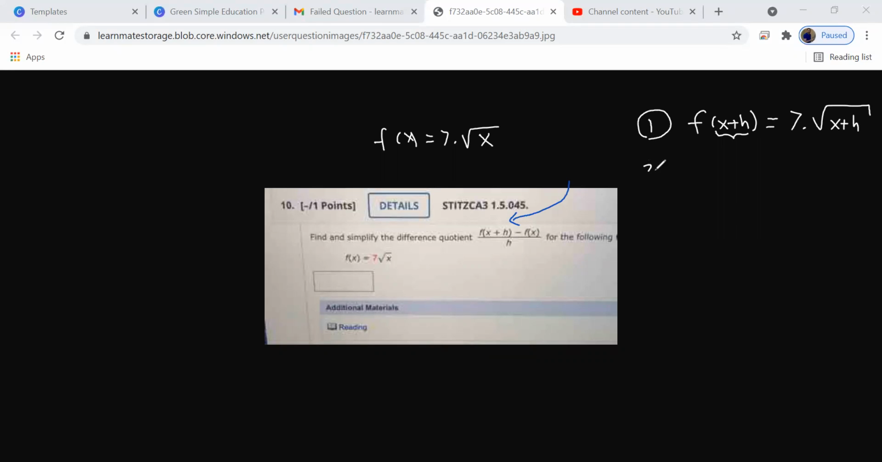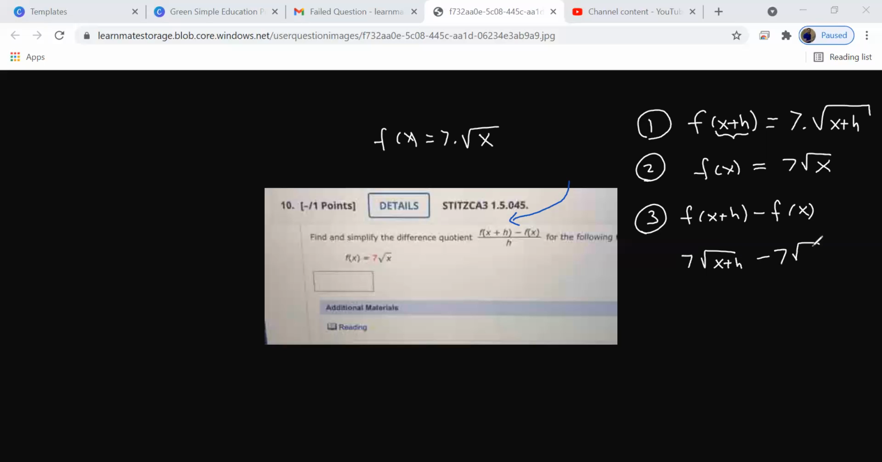That's the first thing. The second thing is we're going to subtract f of x from f(x plus h), and f of x is this. So number 3, subtract them now. So f(x plus h) minus f of x is going to be 7 times the square root of x plus h minus 7 times this. Okay, now in the quotient, we have to divide by h. So we have to divide the difference by h.